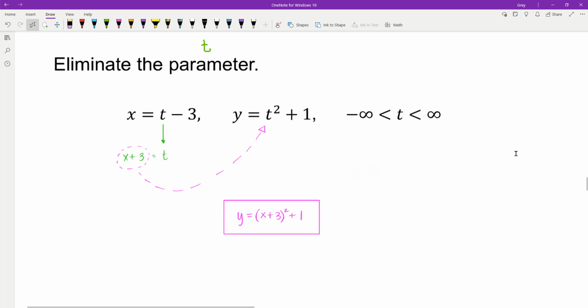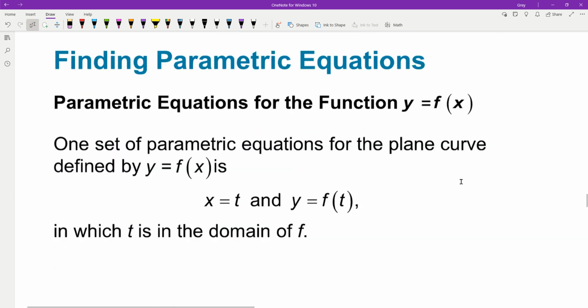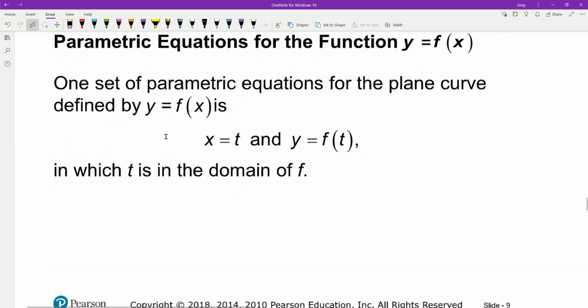plus 1. Okay, now we're going to go backwards, and that is, given a function, we're going to write parametric equations.